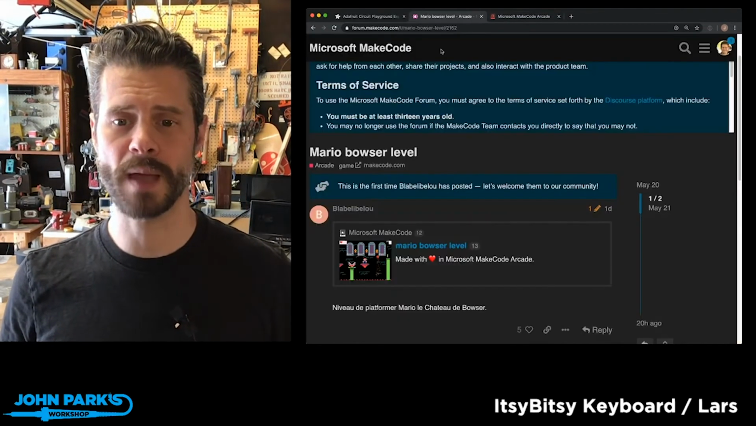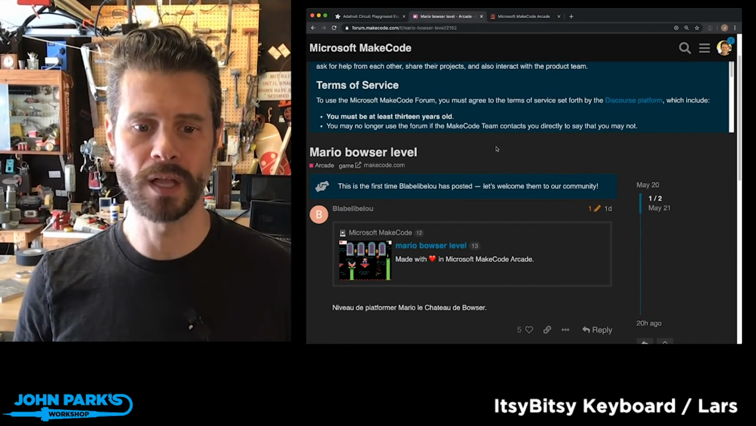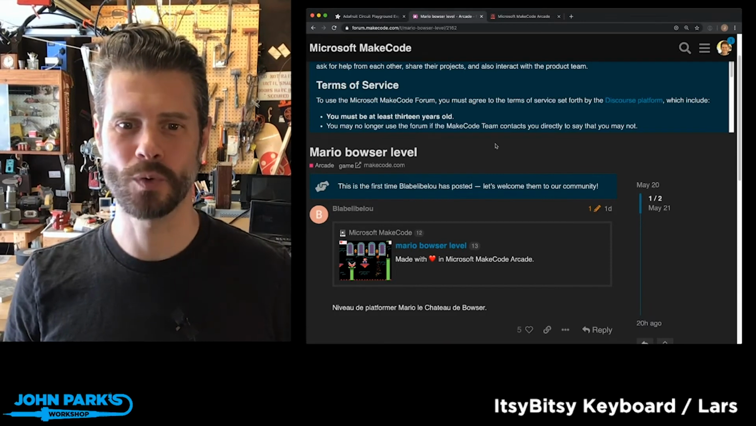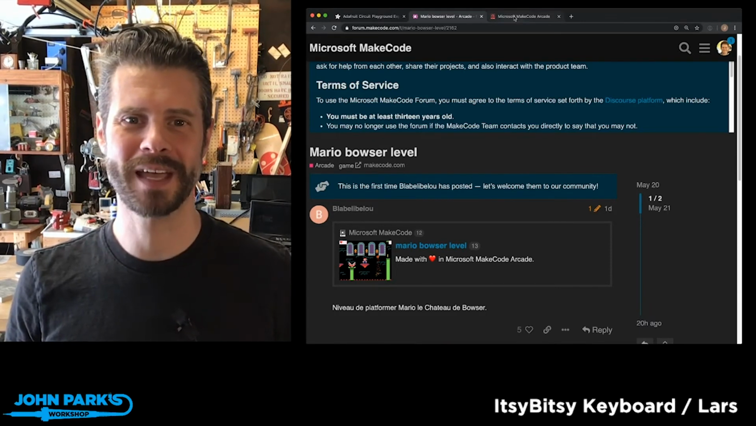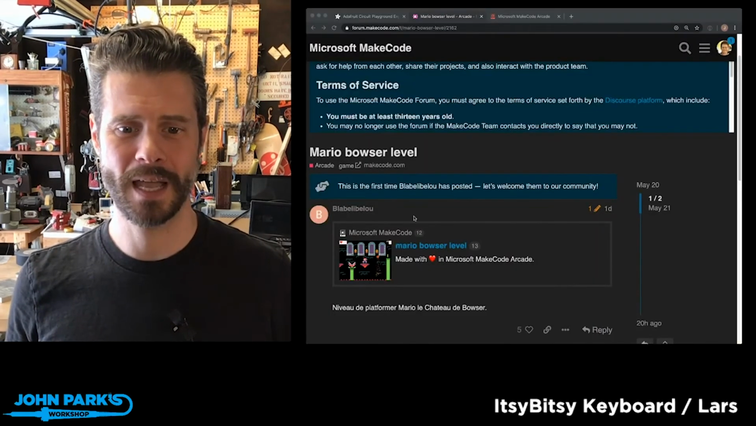So that is my MakeCode Arcade game pick of the week. It's called Mario Bowser Level by Blabelibelou. And great job. Thank you for submitting that. It's a lot of fun to play and to look at how it was coded. Very impressive. And that is my MakeCode Arcade game pick of the week.